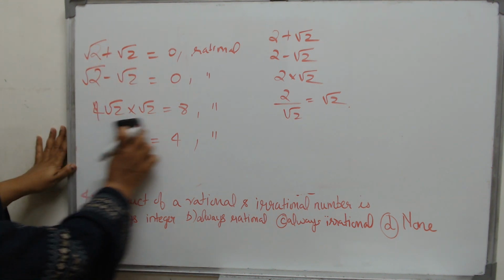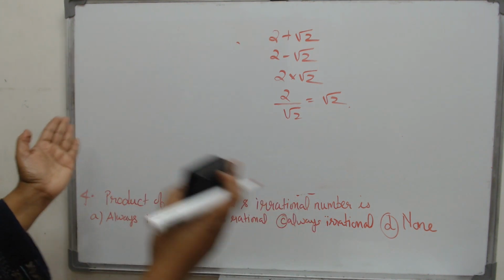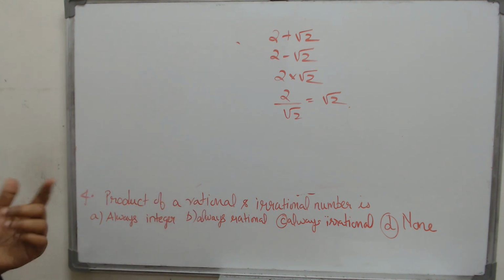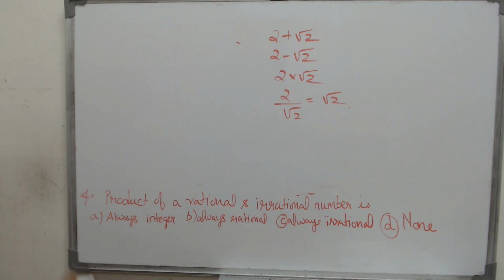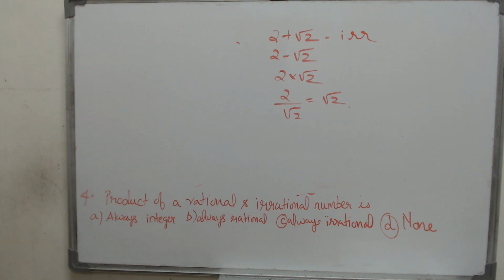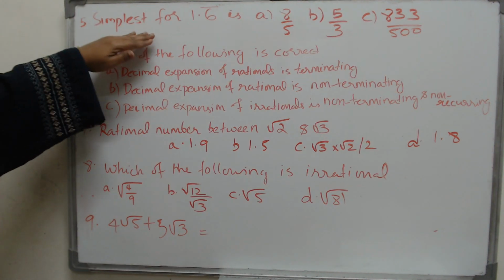So now that you know how rationals and irrationals work, what if we take one of each? One is rational and the other is irrational. Then what happens? See, what answer do you have? Each answer is irrational. So what is your answer? C is your answer.